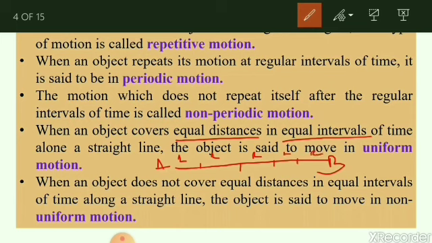Okay, so here equal distances are covered by the object in equal time intervals. Such type of motion is called uniform motion. Now we will see non-uniform motion. Non-uniform motion means when an object does not cover equal distances in equal intervals of time along a straight line, such type of object is said to be in non-uniform motion.